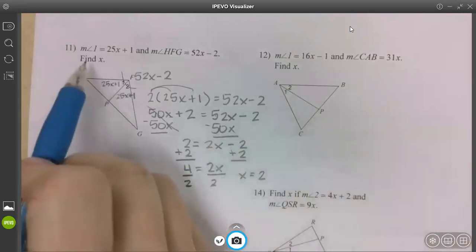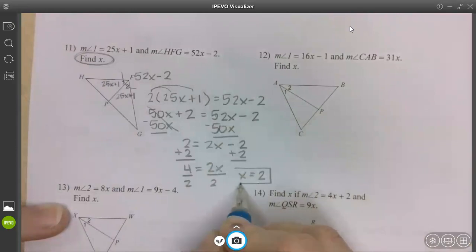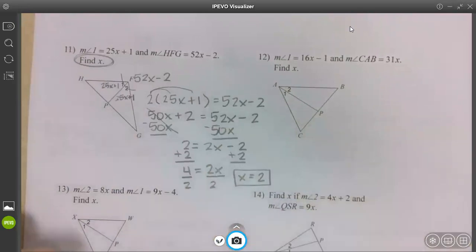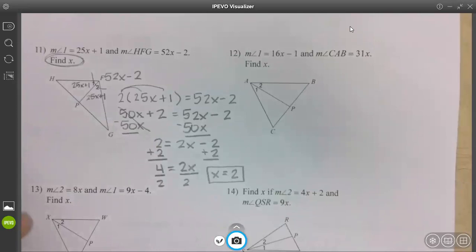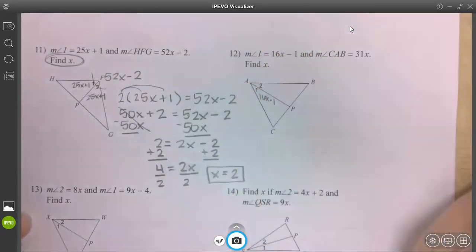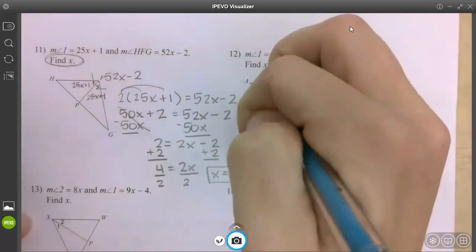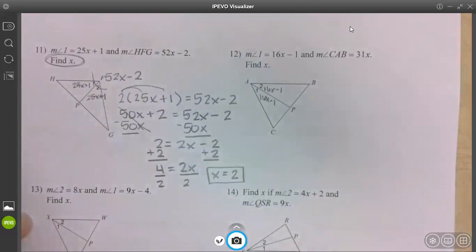If we go back up to our problem, it says to find x. I did that. So I'm finished. Remember, if it asks you to find anything else, it's probably going to ask you to plug in at some point, then you want to go ahead and do that. All right. So again, on the next one, angle 1 is 16x minus 1. That means that angle 2 is also 16x minus 1.